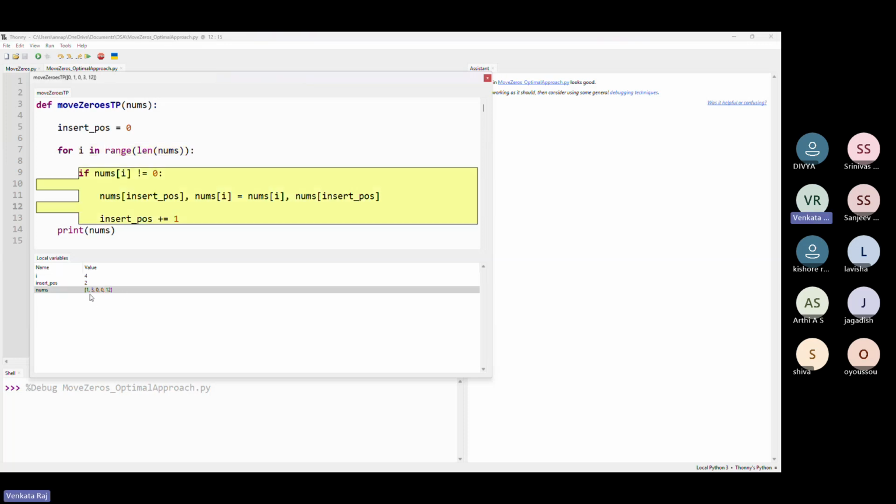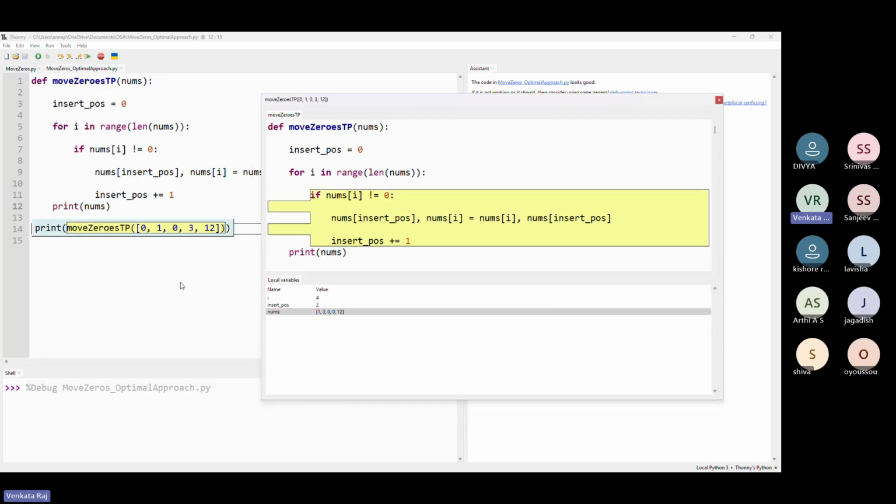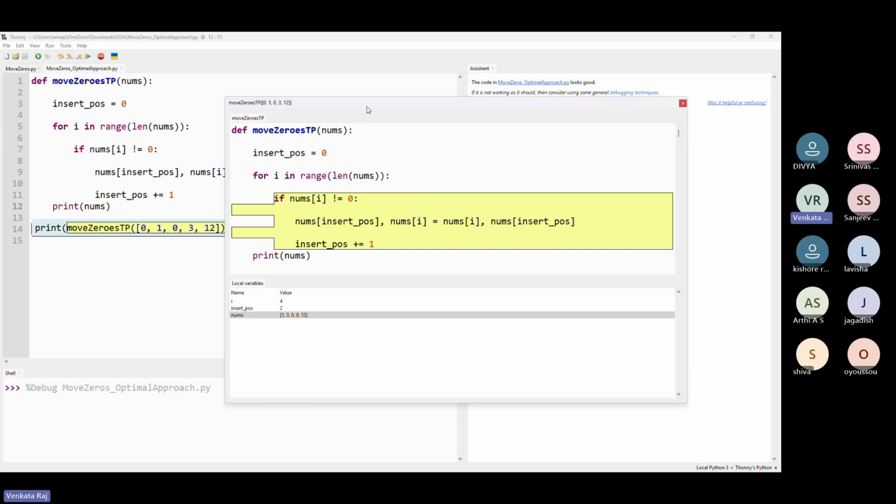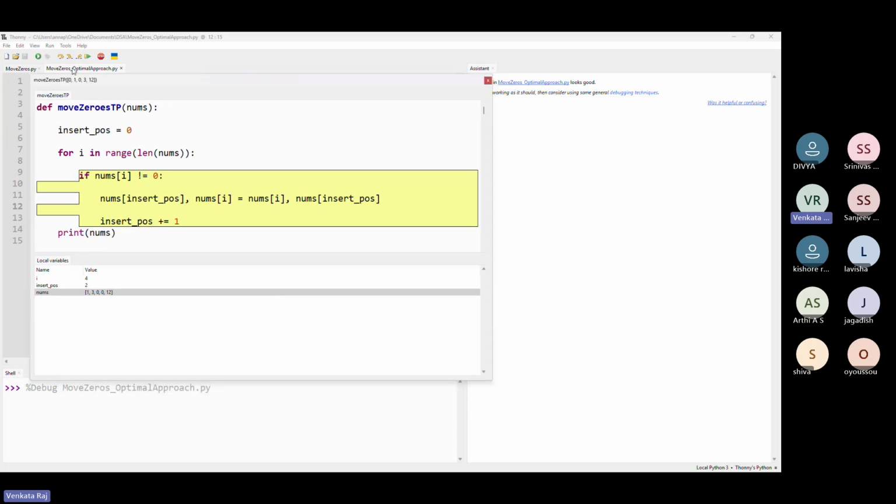Now you see the array got changed. What was the initial one? 0, 1, 0, 3. Now we have 1, 3. The 1 and 3 got moved to the first two positions and the 0 is moved to the next two positions. So now let's check the fourth position, which is value 12.